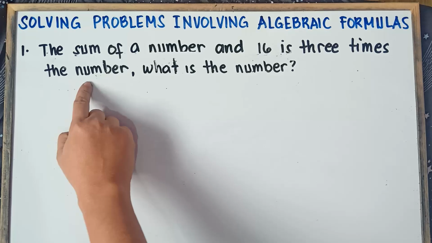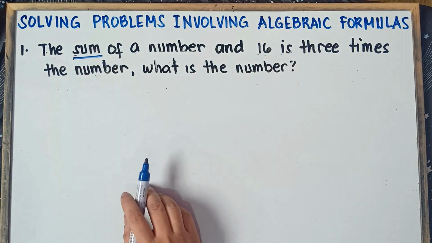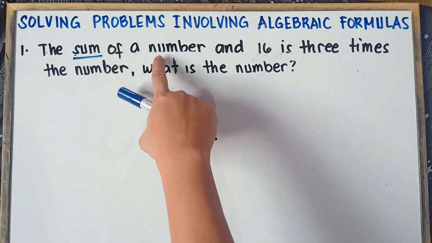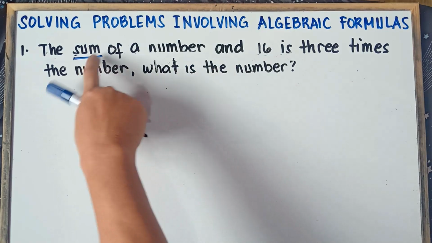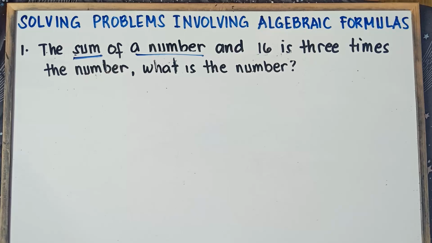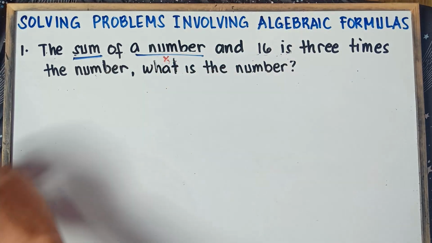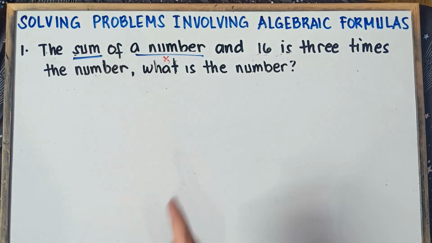So the sum of a number and 16. Once again, we have this word sum. It means addition. We are adding a number and 16. Now, this number, class, we represent with the variable x. A number, that would be x.